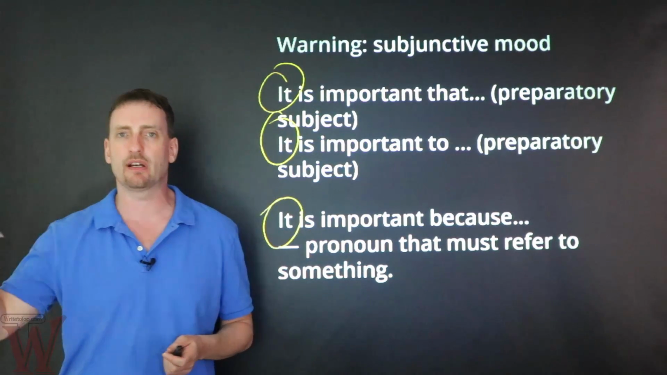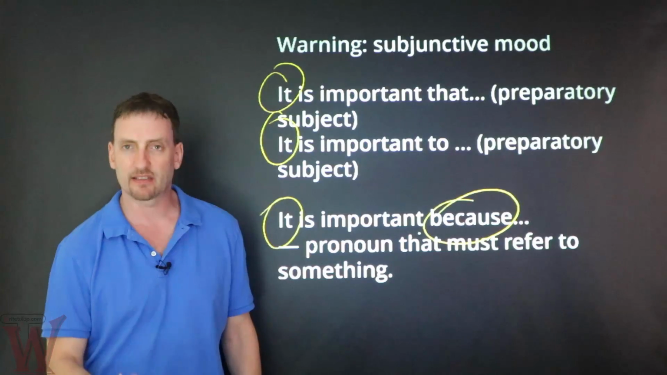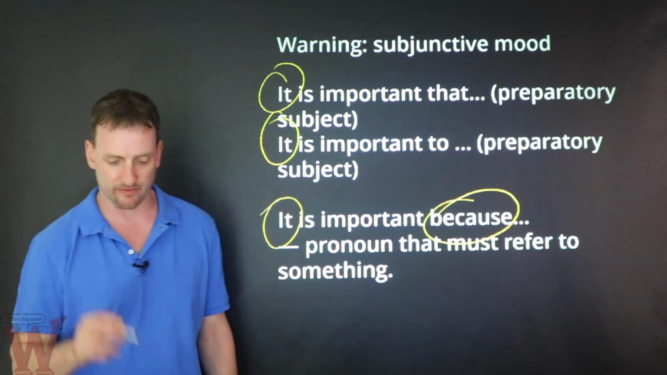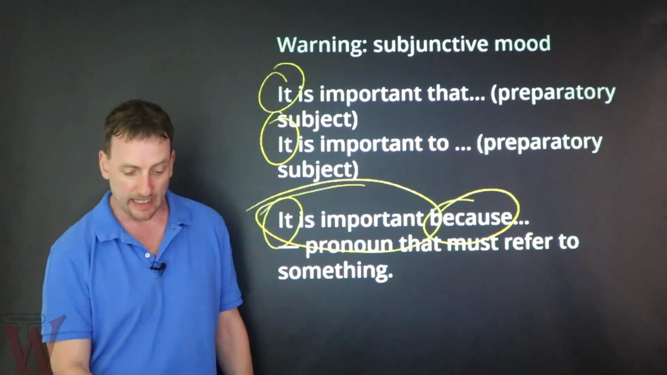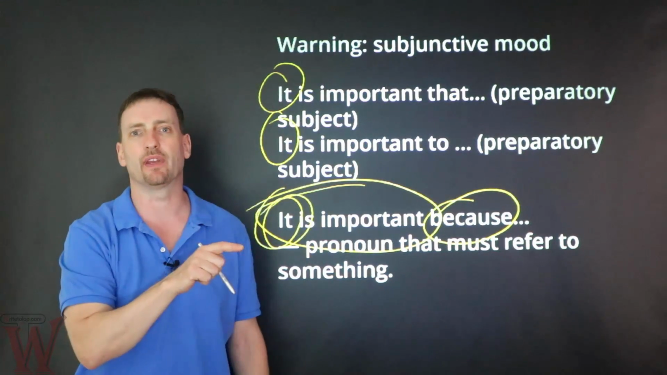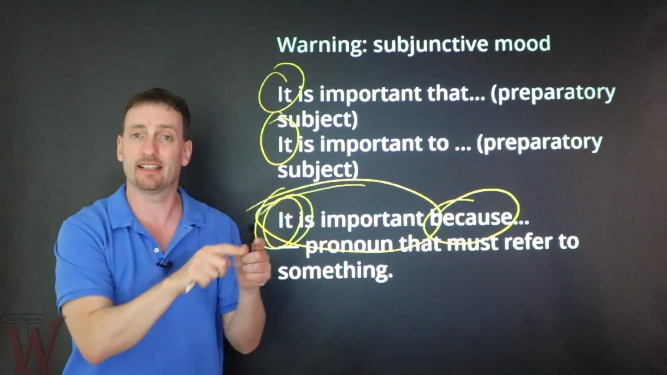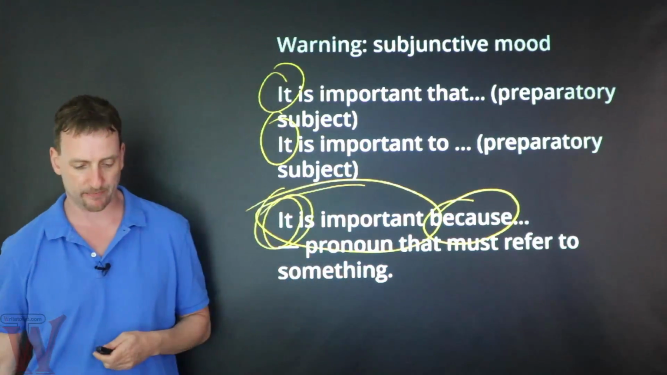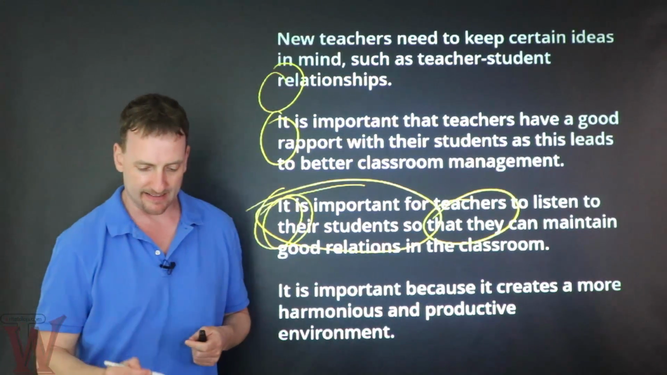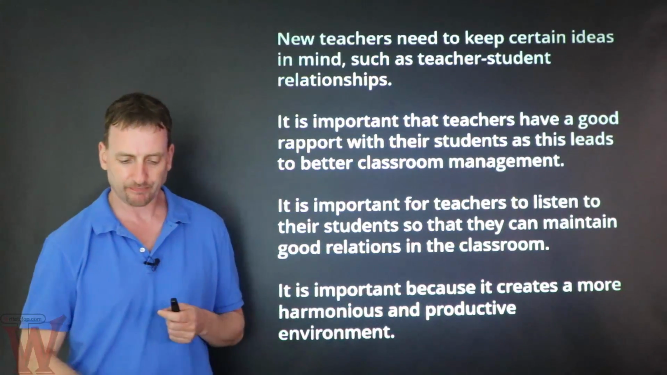It is important because. As soon as you have "because," this is no longer a subjunctive. This is an adverb clause, and this is your independent clause. So "it" is pointing to something. If I don't know what that "it" is, the whole sentence falls apart. I'm confused. You're losing points. Okay? Let's look at some last examples, and we'll wrap it up.